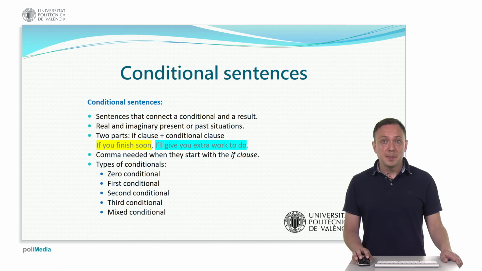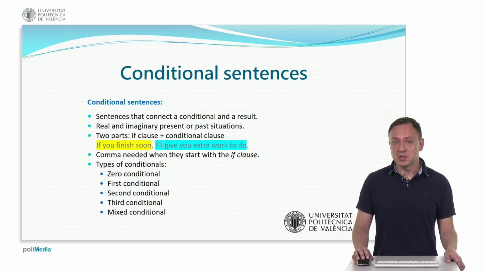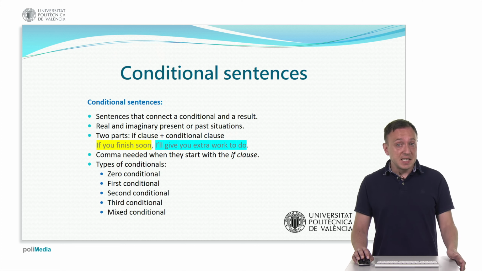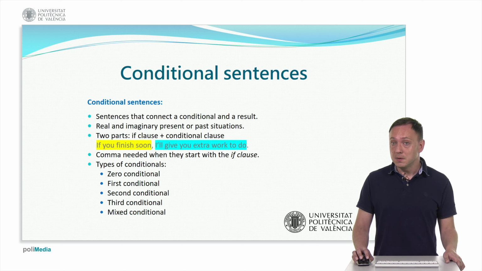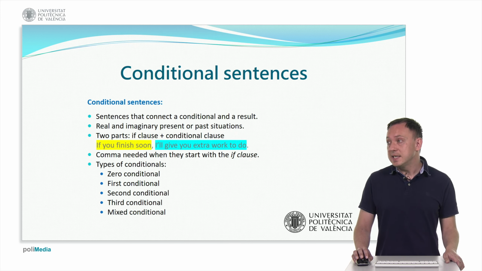Conditional sentences can be defined as sentences that connect a condition and a result. That is, something happens as a result of something else, or happens only if a certain condition is met. They can refer to real or imaginary present or past situations, and they are divided into two parts: the if clause, highlighted in yellow in the example, and the conditional clause, highlighted in green.